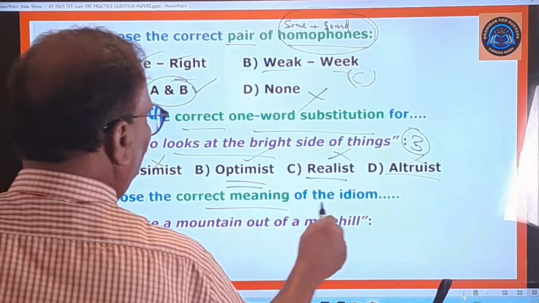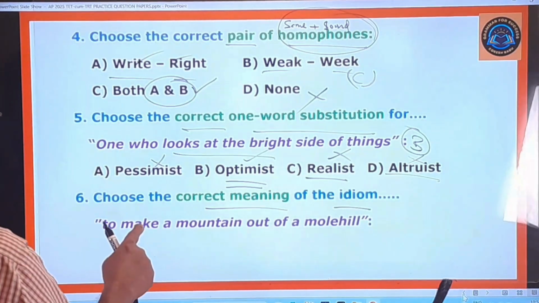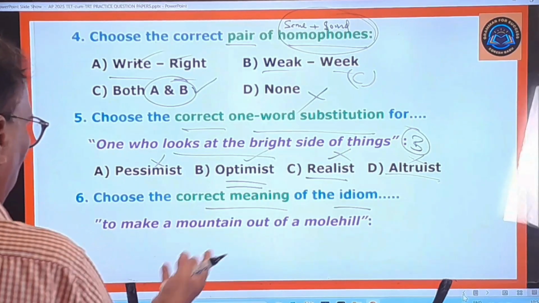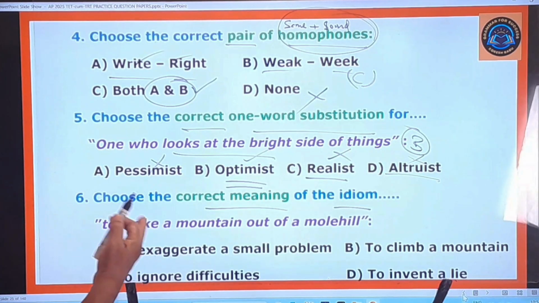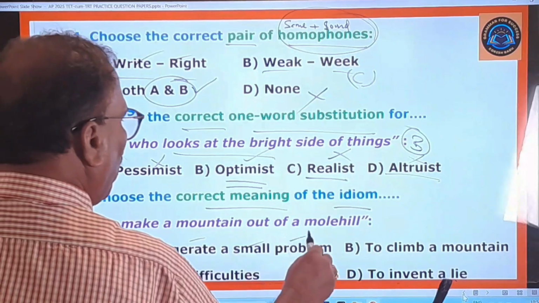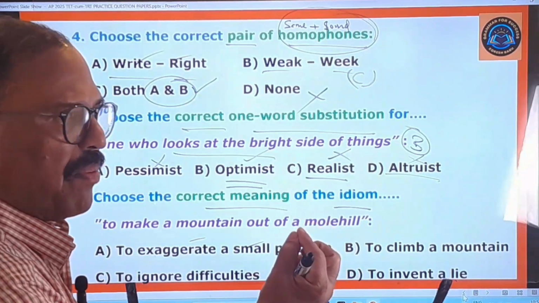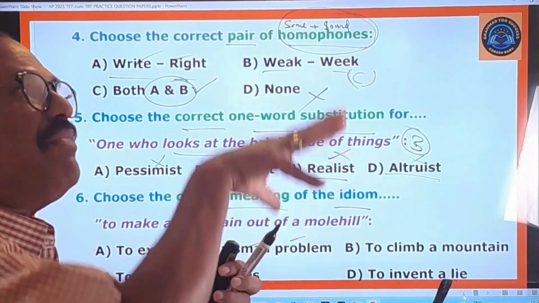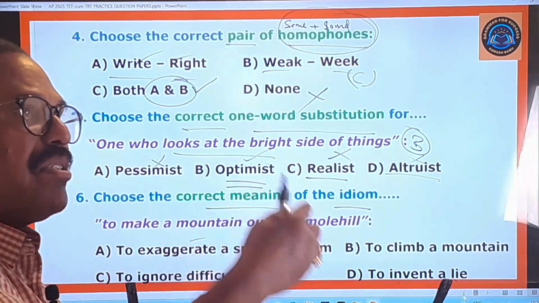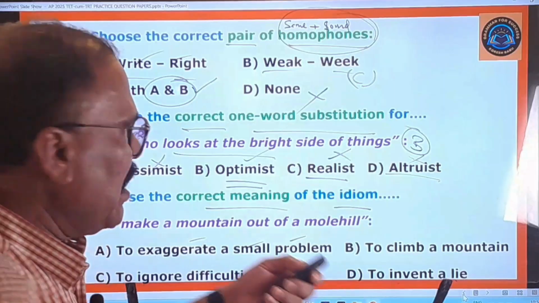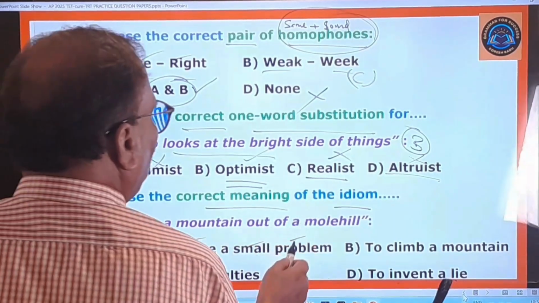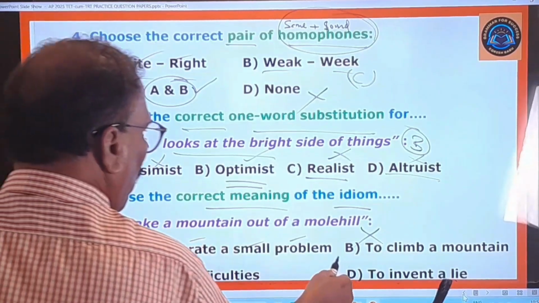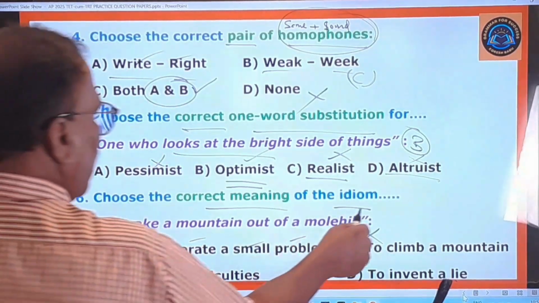Choose the correct meaning of the idiom. The idiom given here is: to make a mountain out of a molehill. What is the meaning of this idiom? Let us look at the given options. The very first one is the right one: to exaggerate a small problem. If there is a small problem, some people will exaggerate that. Exaggerate means they magnify that small issue. So exaggerating a small issue is called to make a mountain out of a molehill. To climb a mountain, no. To ignore difficulties, no. To invent a line, no. So A is your answer.